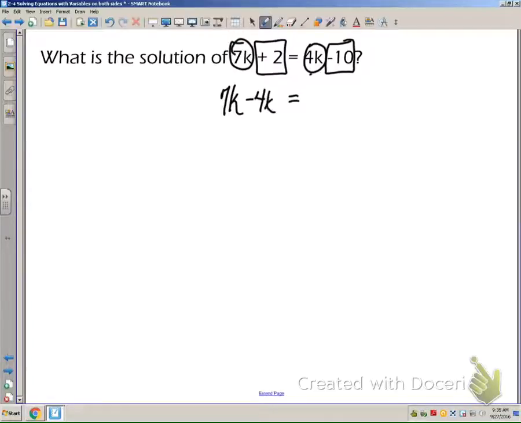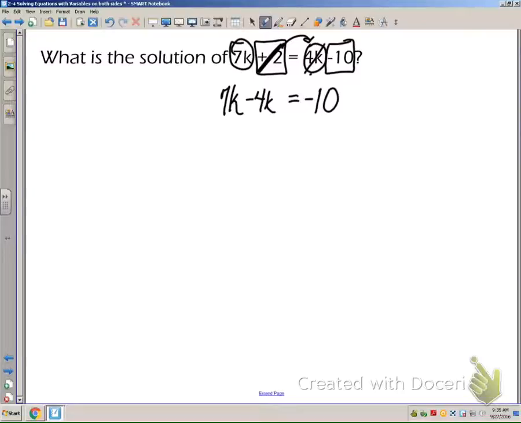To get rid of it, I subtract 4k from both sides. So it's gone from this side. I subtracted 4k. Over here, I'm going to drop my negative 10 straight down. Keep that negative with it. Drop the negative 10 down, and I'm going to get rid of this positive 2 from this side of the equal sign. I want to put it over on this side of the equal sign. So to get rid of it, I would have to subtract 2.